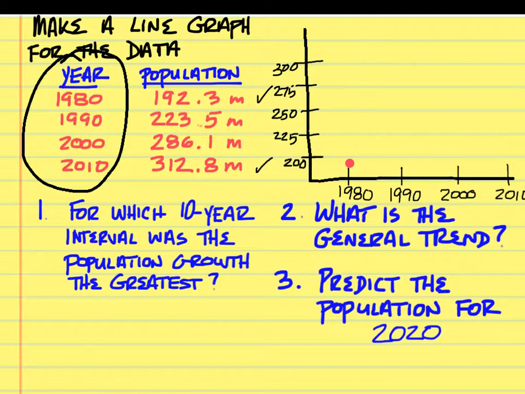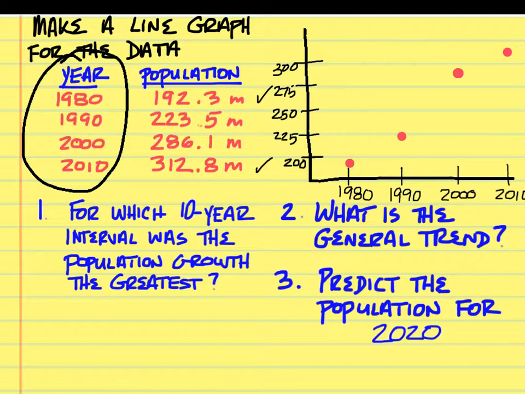For 1990, it was 223.5. So that'll be just below the 225. For 2000, the population was 286.1. So that'll be between 275 and 300. And then in 2010, it was 312.8. Just above the 300. So there are your dots.